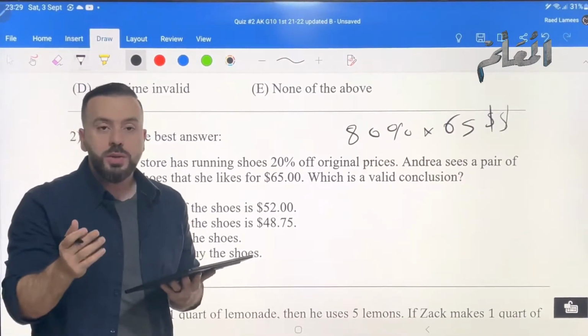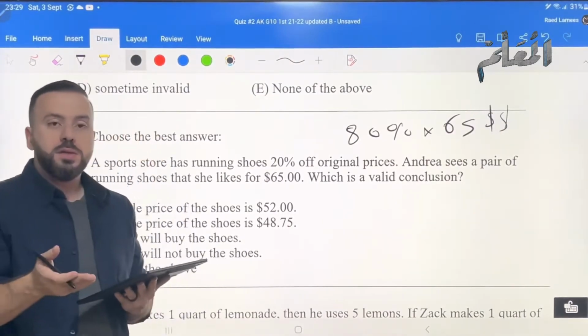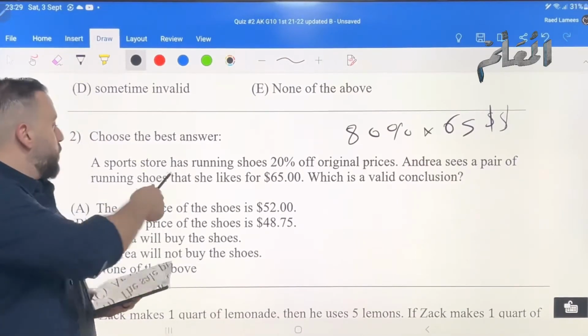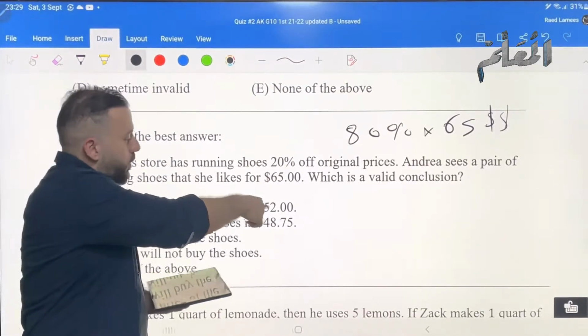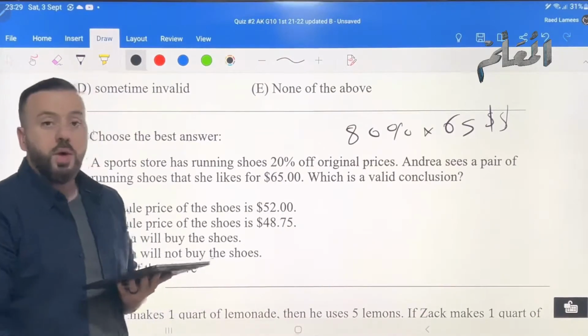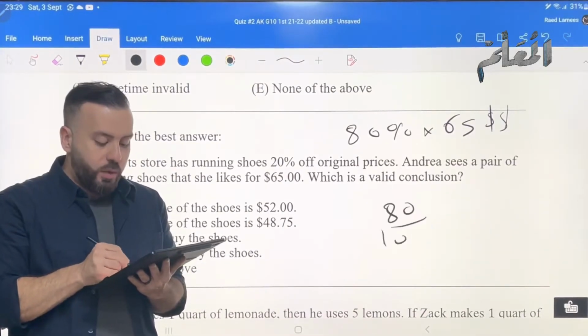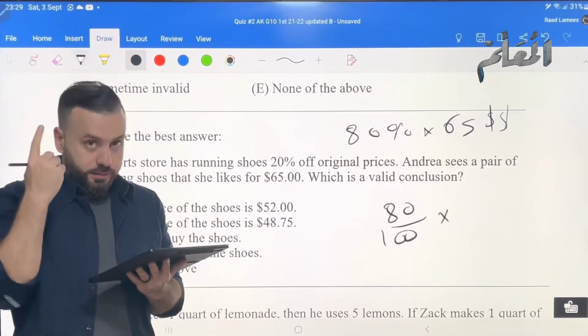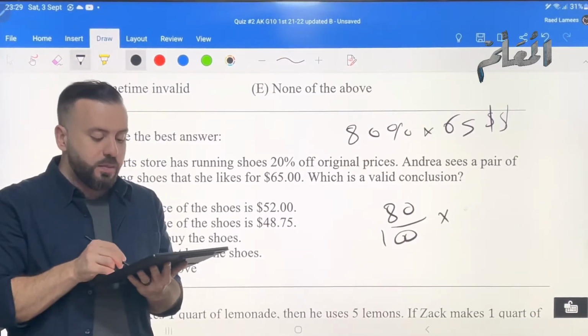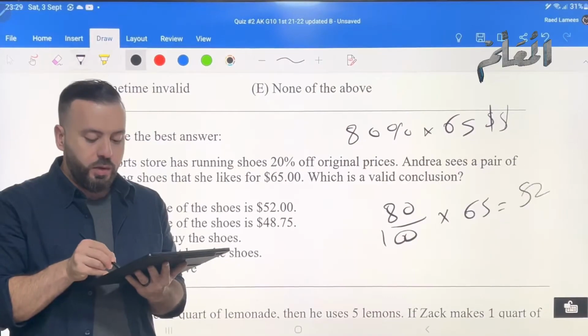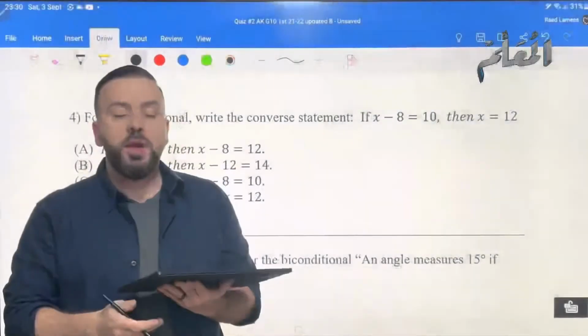So my conclusion is the outcome of this calculation, which is how much going to be? $52. That's 80%. 80% means 80 over 100. We already explained that in the percentage chapter. Times 65, and that's equal to $52. Okay? Okay, here we go.